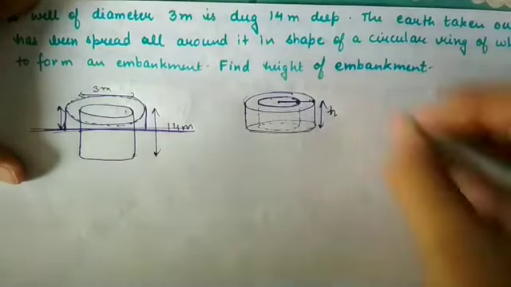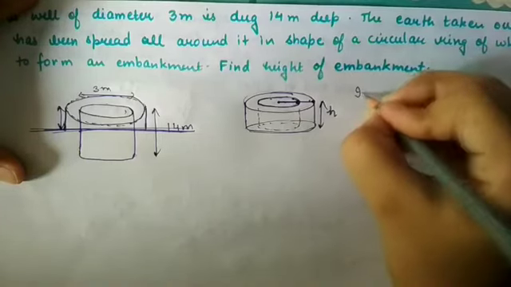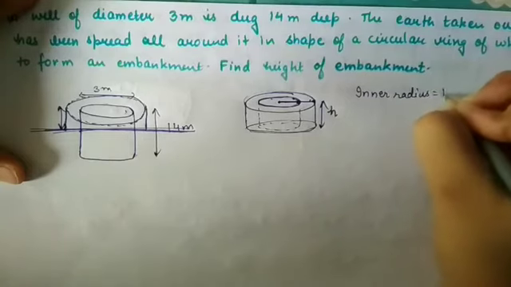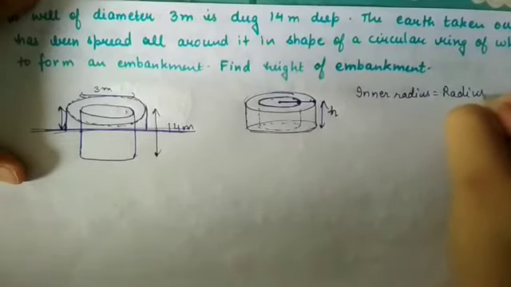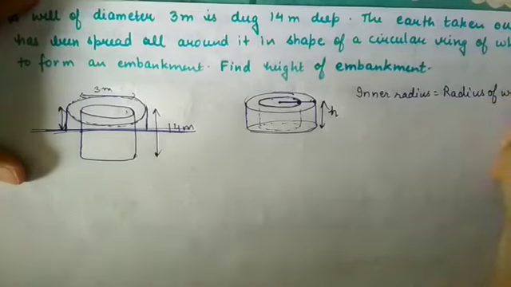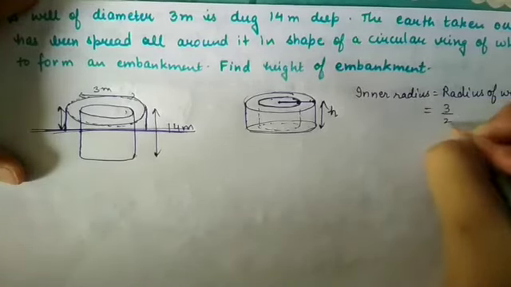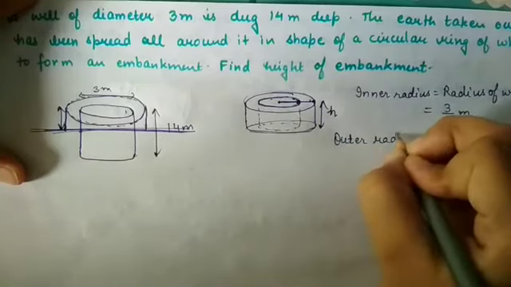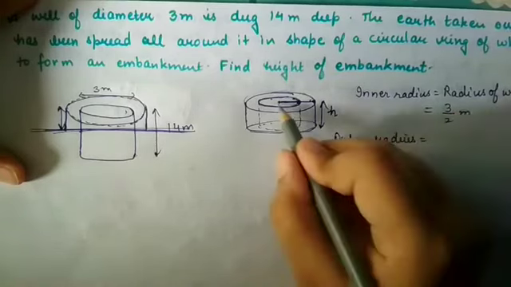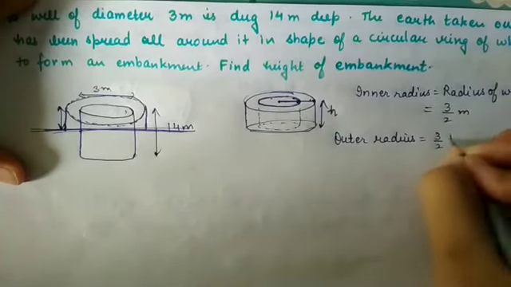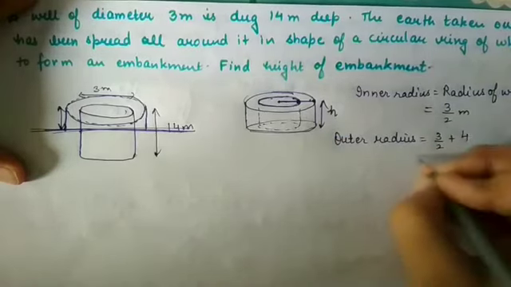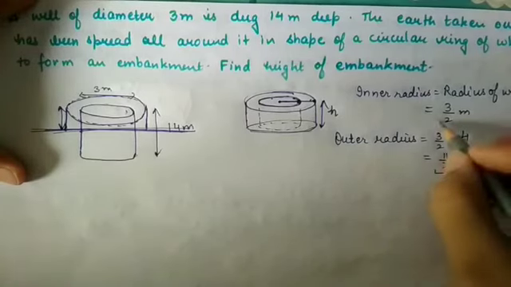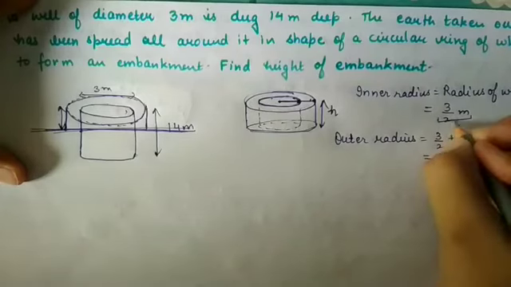So first of all, you will find the inner radius, which is equal to the radius of the well, and that is equal to 3 by 2 meters, and the outer radius is equal to the radius of the well, that is 3 by 2, plus the width, that is given to be 4. So it is equal to 11 by 2 meters. Now you have both the radii. Now we will equate.